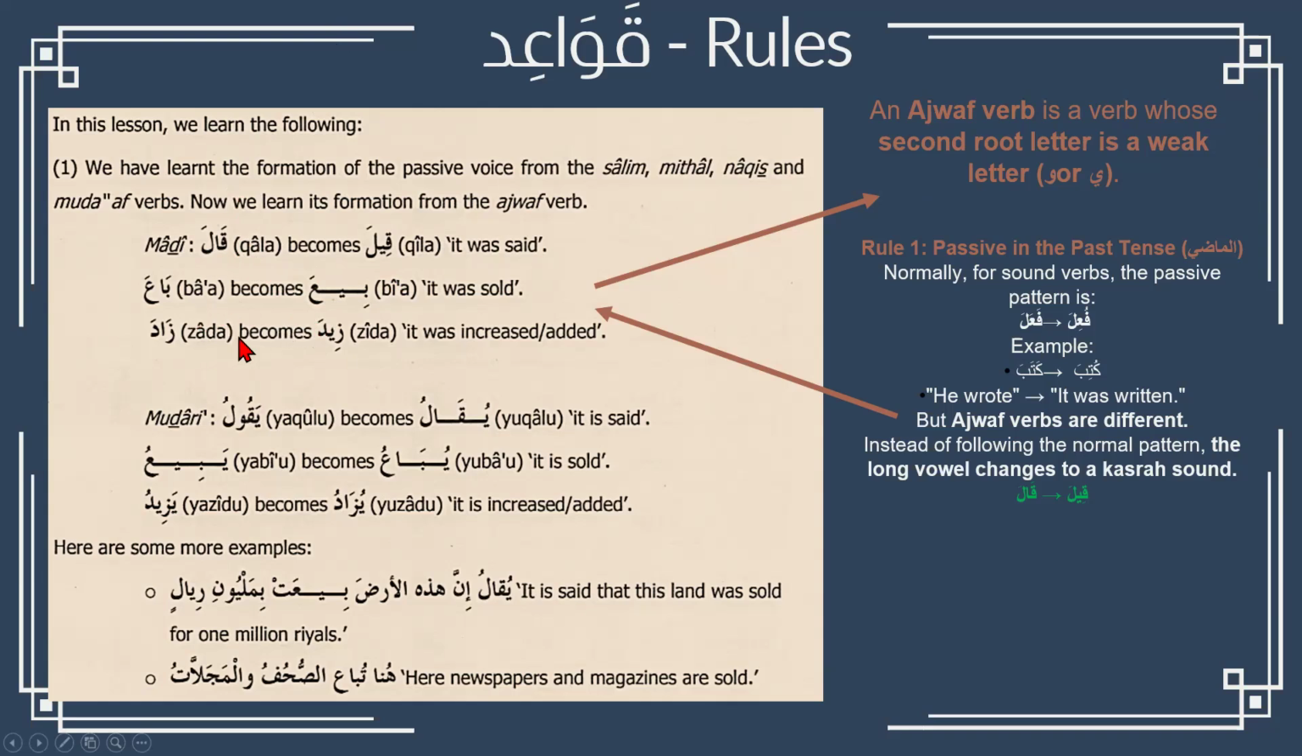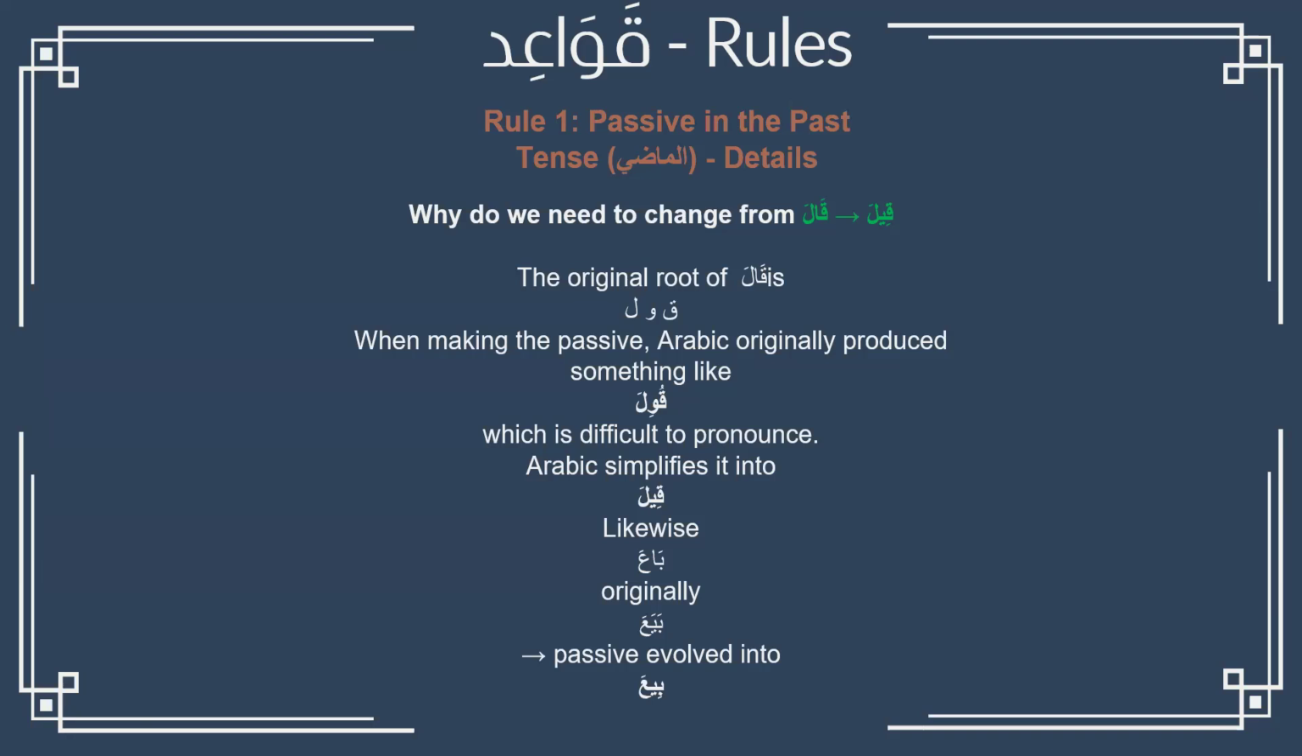Zada will change into zida. Now, why is it changing? If you go to your next screen, I'm going to explain this here. I'm going to come back to you the previous screen. For example, this is the detail of the overall first rule. Why do we need to change from qala to qila?